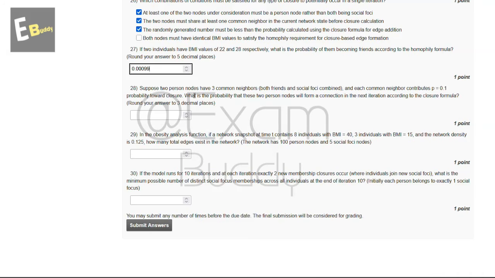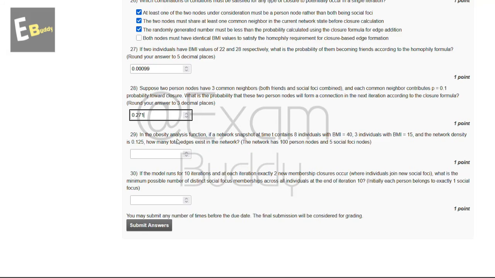And now let's go to our question number 28. Suppose two person nodes have three common neighbors, both friends and social foci combined, and each common neighbor contributes p equal to 0.1 probability toward closure. What is the probability that these two person nodes will form a connection in the next iteration according to the closure formula? So the answer for our 28th question is 0.271.